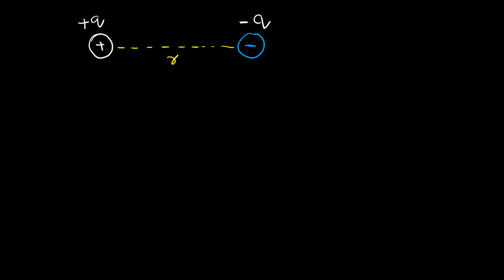Now these charges are initially in a vacuum. If we place a medium between them, suppose this is a medium or anything present between them, then what do you think will be the force of attraction between these two opposite charges? What will be the Coulomb force between these two opposite charges?